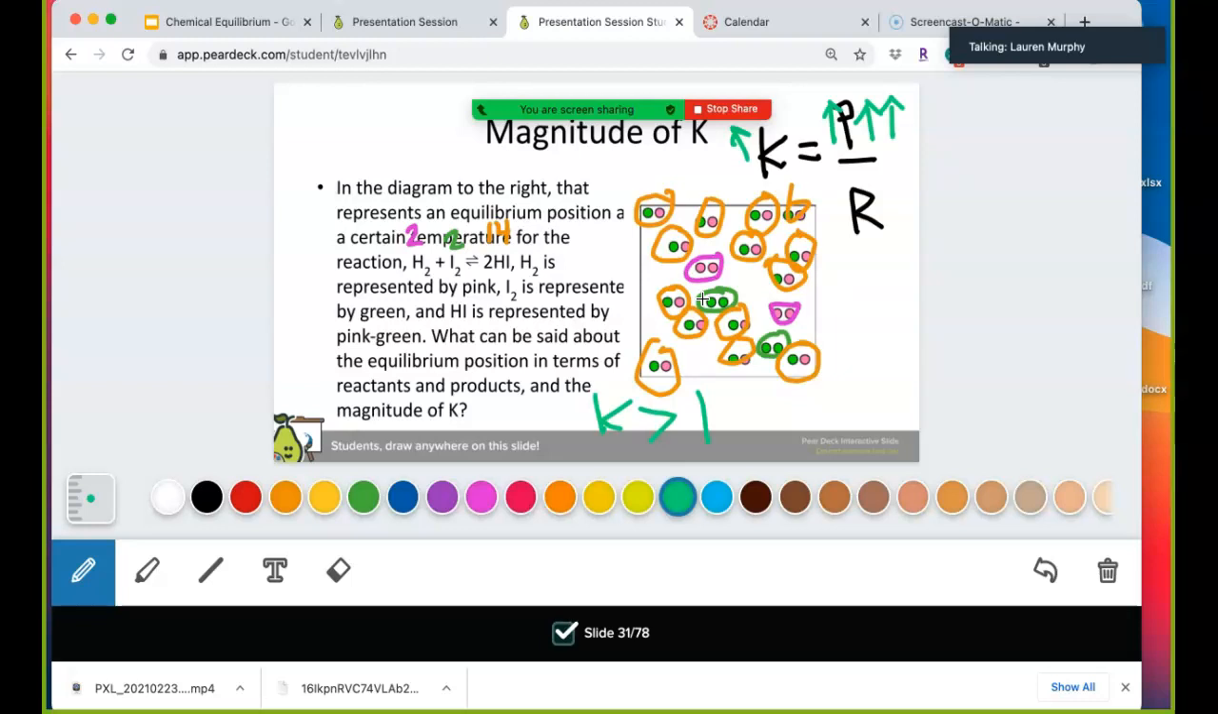Because again, equilibrium doesn't mean you have equal amounts on both sides. It means that you stopped making each of them and you're just going back and forth. So basically what happens is these guys make 14 of these and then they go back and make 2 of each of these. Over and over and over again. Unless you mess up the equilibrium. Okay?